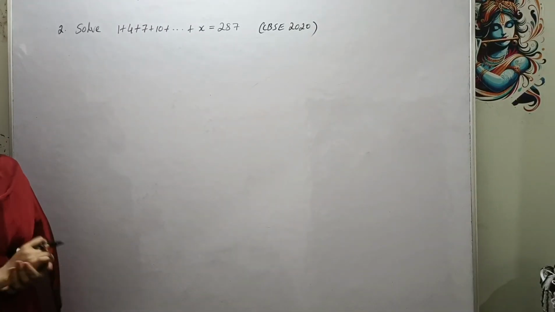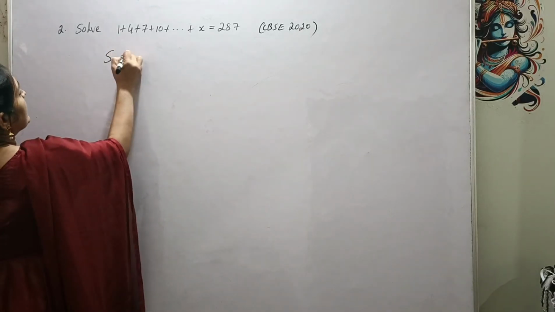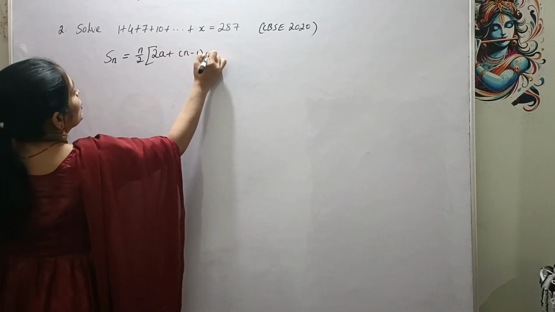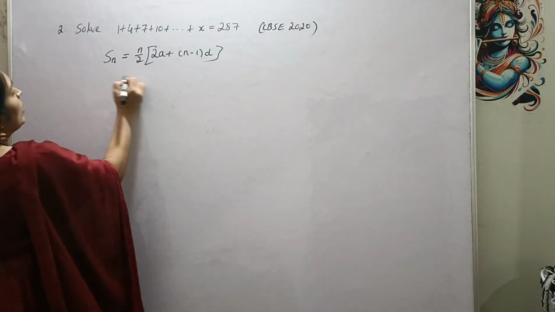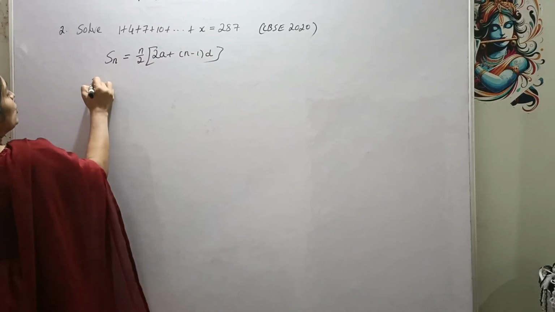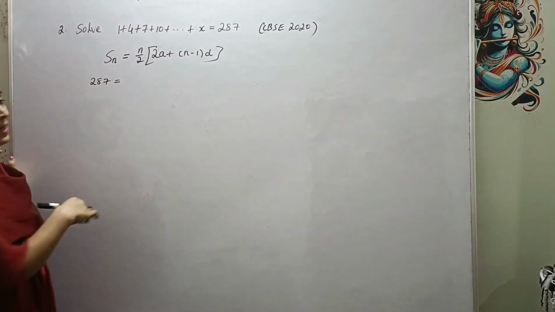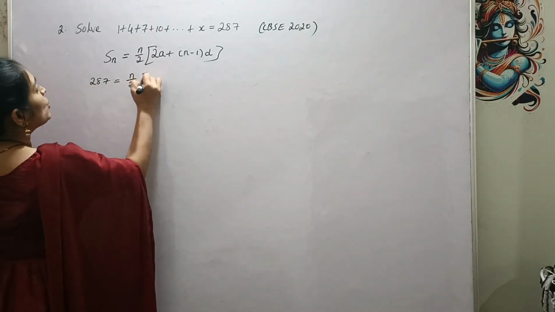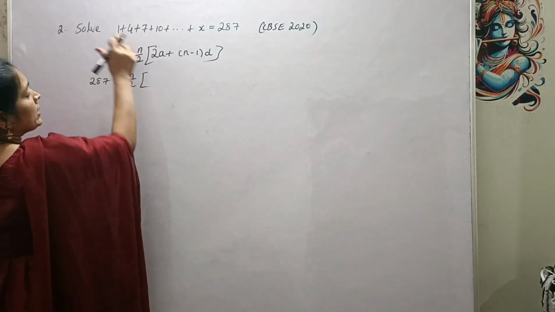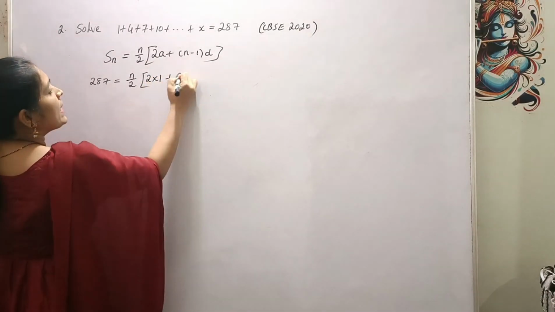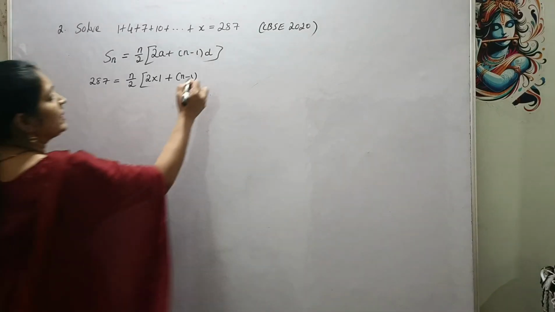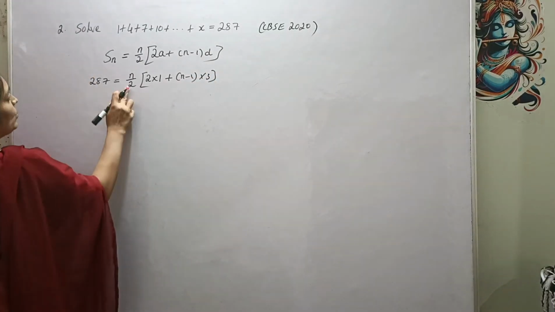Therefore, here we will apply the formula of a sum of first n terms. That is Sn is equal to n by 2 into 2a plus n minus 1 into d. Now, here sum is given, right? That is 287. That is equal to n. We don't know n, right? We don't know how many terms are here. So, n by 2 into 2 into a. A is the first term, that is 1. 2 into 1 plus n minus 1 into d. D is nothing but common difference, that is 3. Right? That is equal to, take these 2 here.